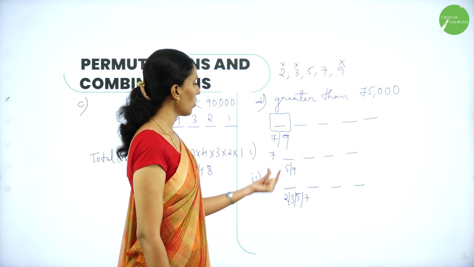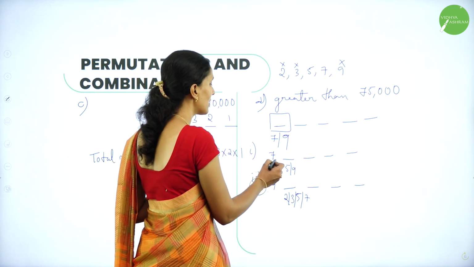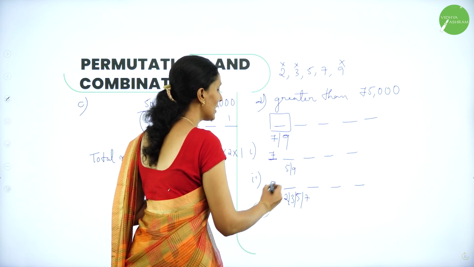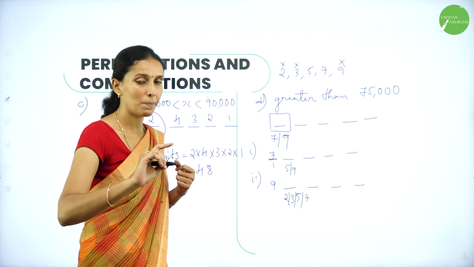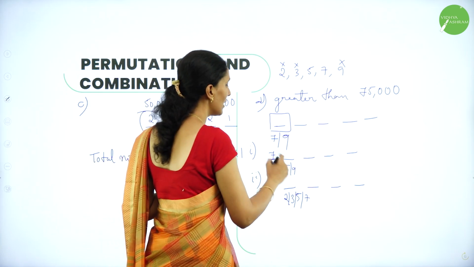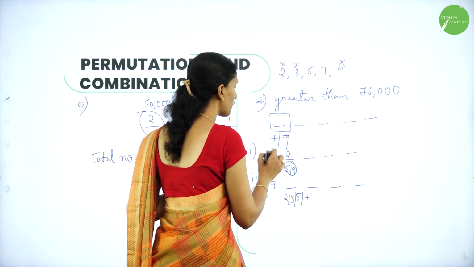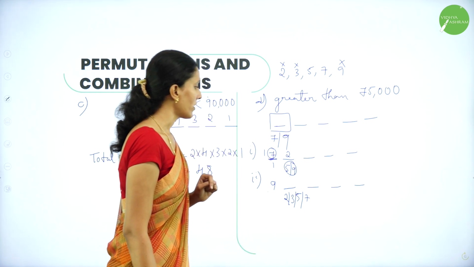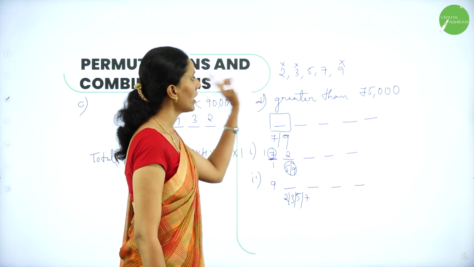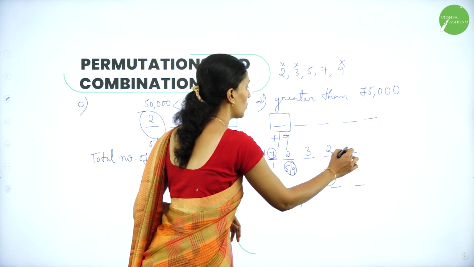Okay. So, therefore, what happens when the number starts with 7? When the digit starts with 7, for the 10,000 place I have only 1 choice, since 7 can be placed there. Here I can put 2 choices. So, I have 2 choices here. Here I have 1 choice. Okay, so now 2 numbers are gone. So, the remaining places can be filled in this place 3, 2, 1.